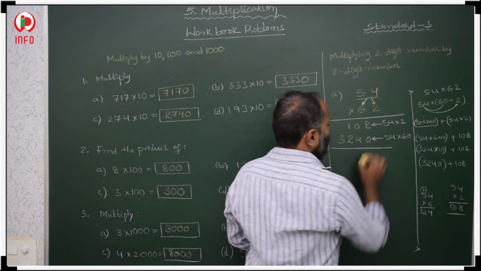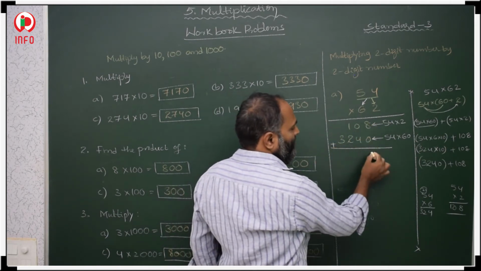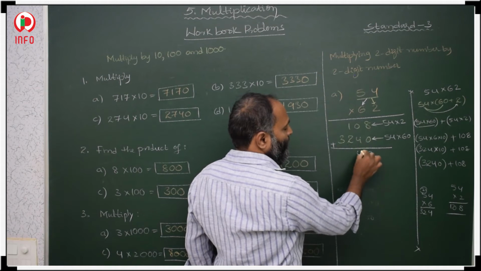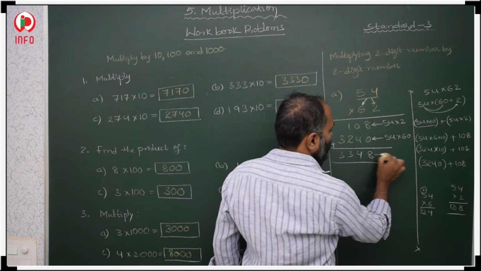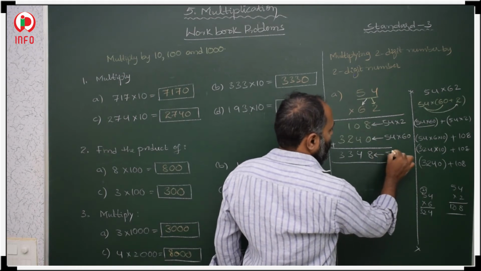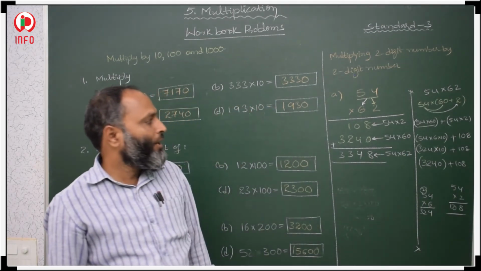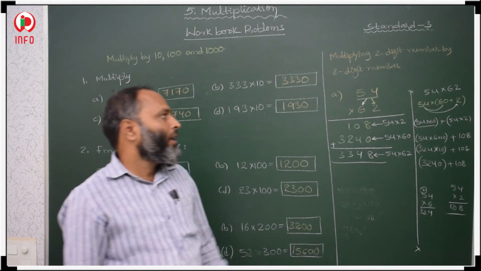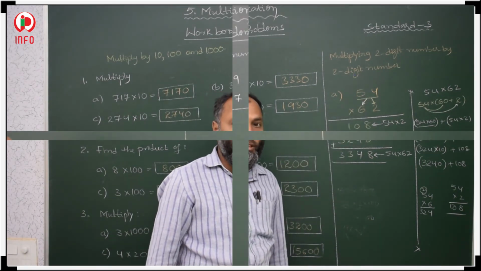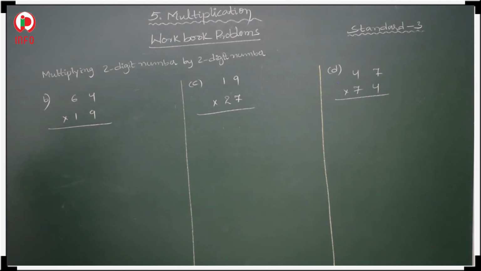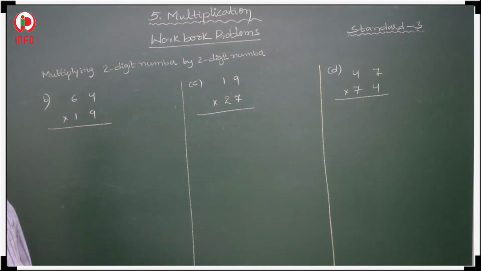Add: 8 plus 0, 8. 0 plus 4, 4. 2 plus 1, 3. So this represents 54 into 62. In this way we have to do multiplication when a 2-digit number is given with a 2-digit number. Okay. We are going to do 3 more questions of the same type, 2-digit numbers multiplied by 2-digit numbers.